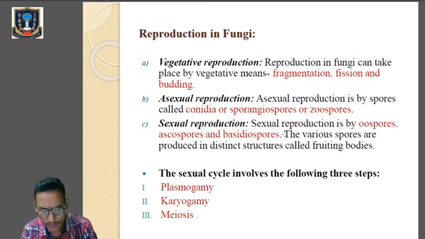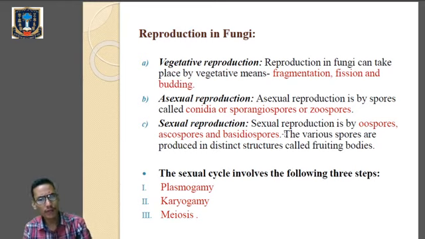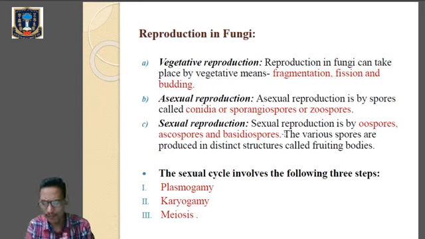Vegetative means where the fungi multiply by means of fragmentation, by means of fission, and by means of budding. These three are important. Clear? So let's go through fragmentation, fission, and budding.